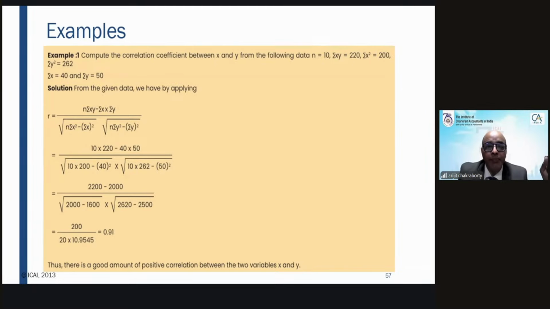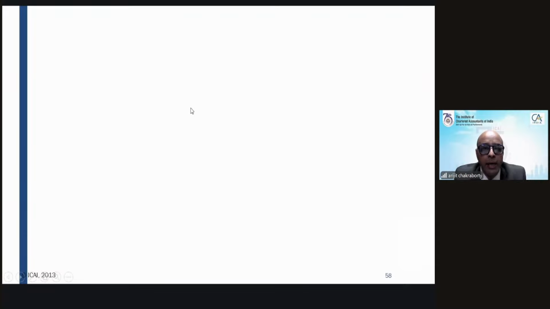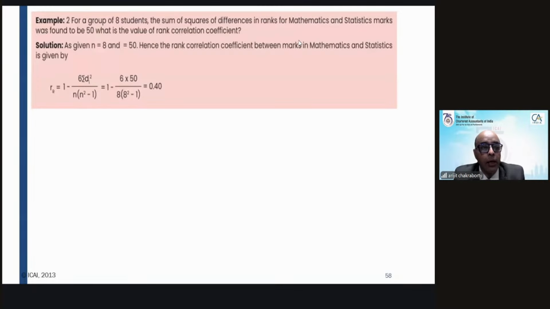The second example we will check. I have taken many of the questions from set A. In set B, some of the questions are very long. I'm not very sure whether those questions will carry 1 mark because I think the calculation is quite substantial. Example 2, for a group of 8 students, the sum of squares of differences. This is based on Spearman's rank correlation coefficient. So formula number 2.